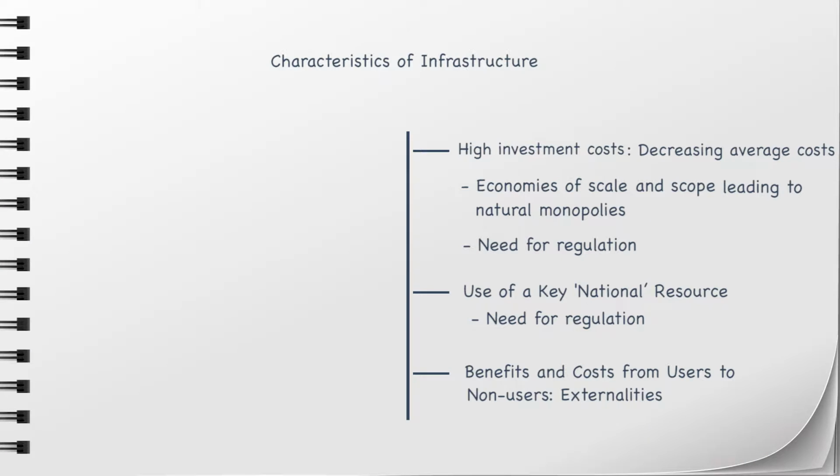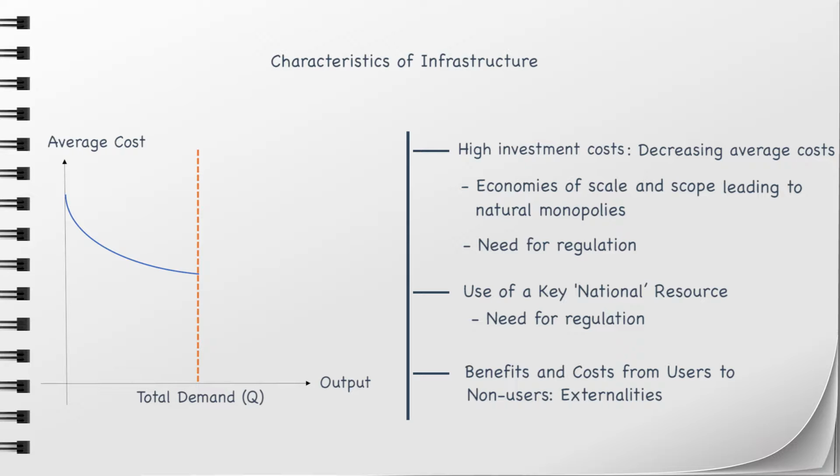Let us look at the example of the natural monopoly. So, here I show the average cost curve. On the y-axis we have the average cost, and on the x-axis we have the output from that infrastructure. And as you can see, the average cost curve keeps on reducing as more and more output is made available, and it keeps on reducing until whatever is the maximum output that we actually need to be providing, which is the total demand of that society.